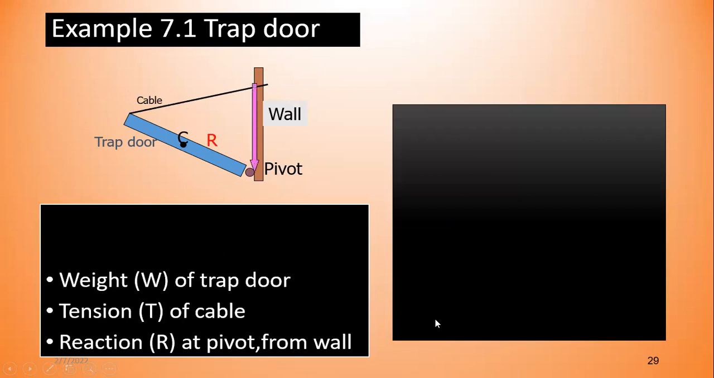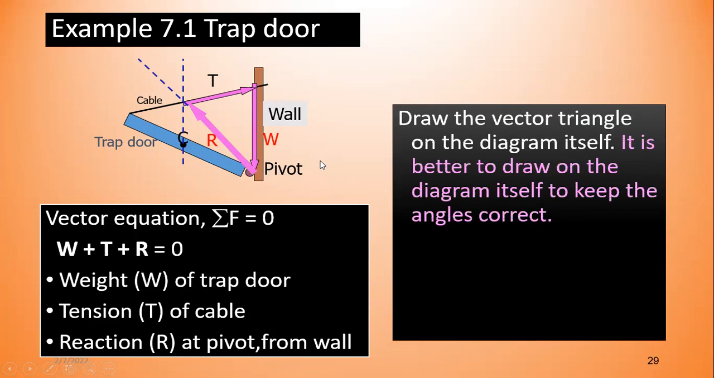Or we can draw on the diagram itself. That's your weight. There's the tension in the cable. The last force, the reaction, must have its line of action pass through here. With the cable, there's a point where R will pass through. The lines of action of T and the weight, and R will pass through this point. So it's better to draw on the diagram.